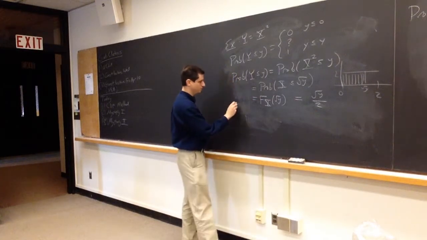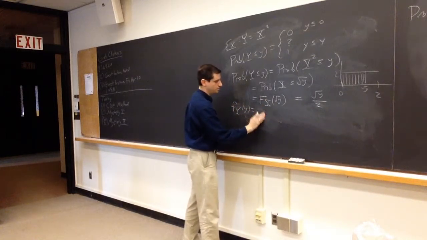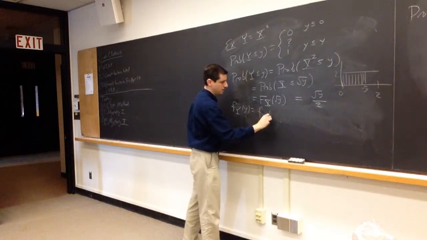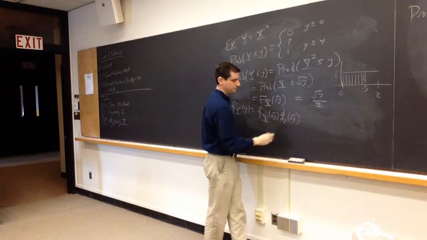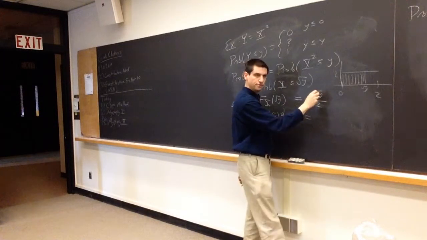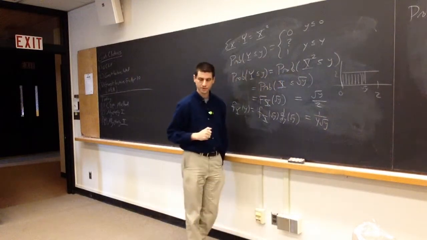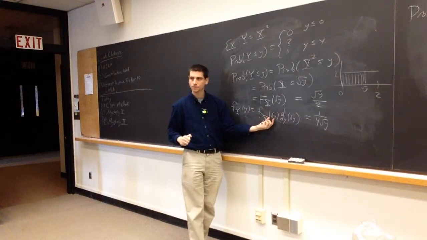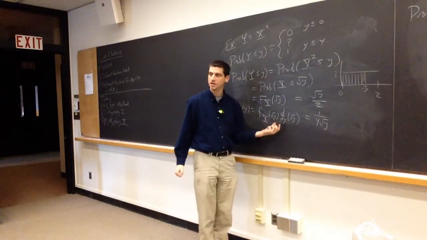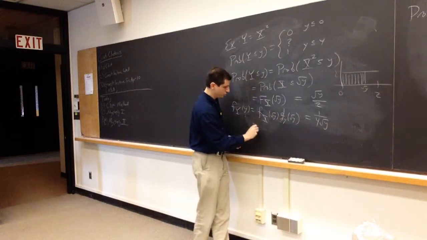Now let's take the derivative. f_Y of y would be the derivative, so this becomes little f_X at square root of y times d by dy of square root of y. Now this becomes a little bit harder. What's the density function? It's just identically 1 half. It doesn't matter what the input is. It's a uniform on 0, 2. The density is always 1 half. So this part here is just 1 half.